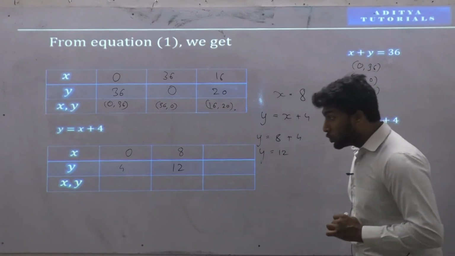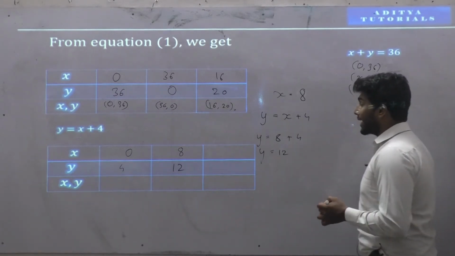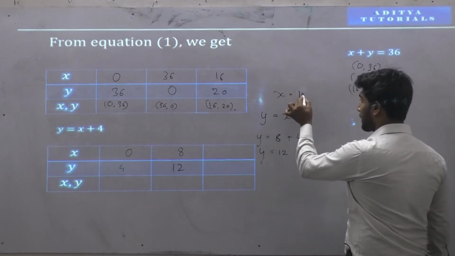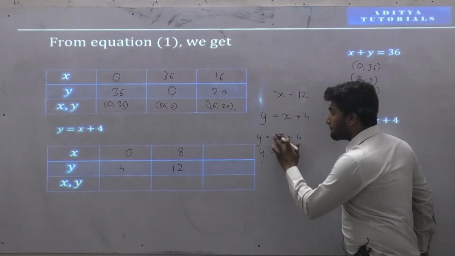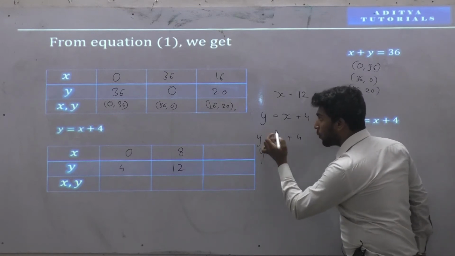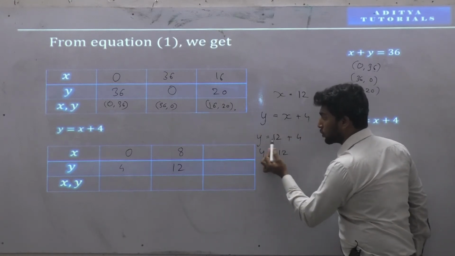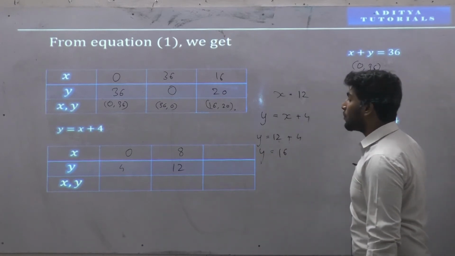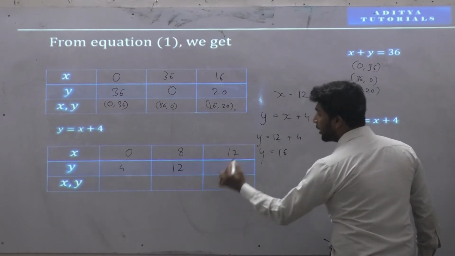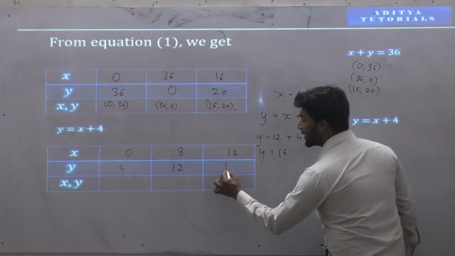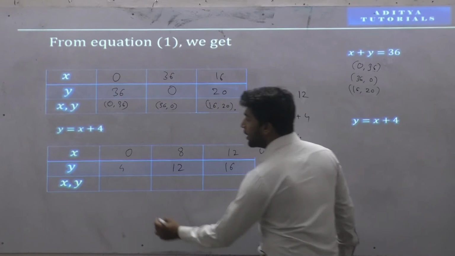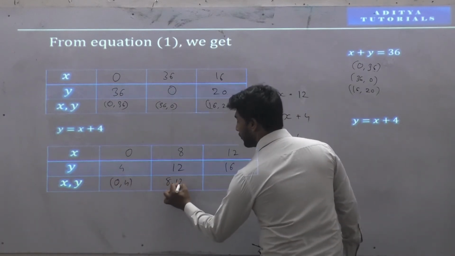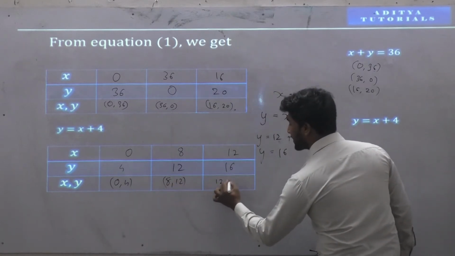Now, let's assume the value of x as 12. y is equal to x plus 4, y is equal to 12 plus 4. 12 plus 4 is nothing but 16. When you assume the value of x as 12, you get the value of y as 16. So our coordinates will be 0, 4. It will be 8, 12. It will be 12, 16.